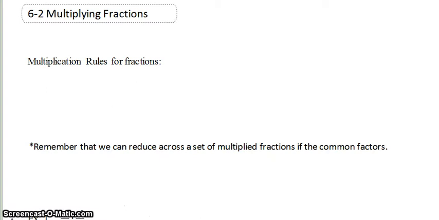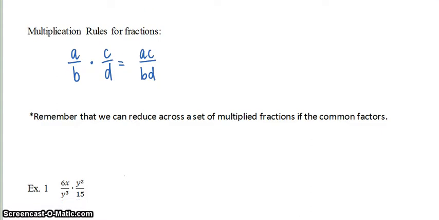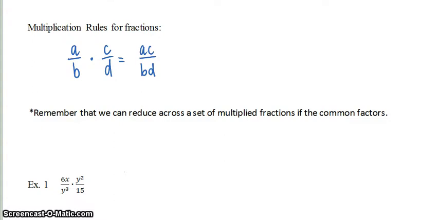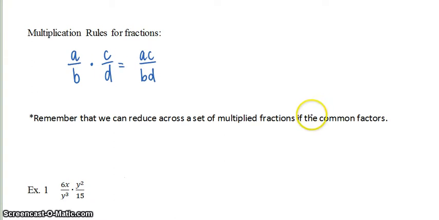So, multiplication rules for fractions. If you have a fraction a over b, and you're multiplying that by c over d, then you're going to multiply across. So you're going to have ac over bd. That would be your answer. Now don't forget that we can reduce across a set of multiplied fractions if there are common factors.